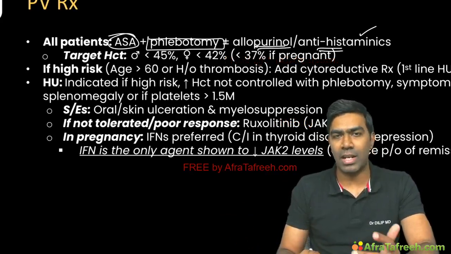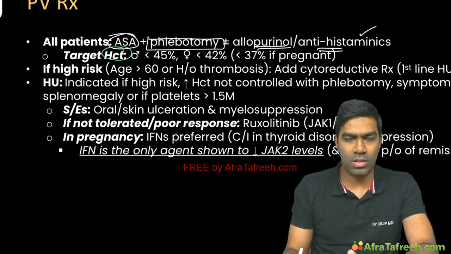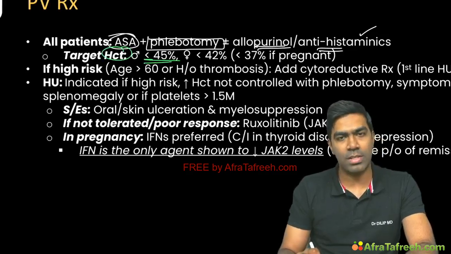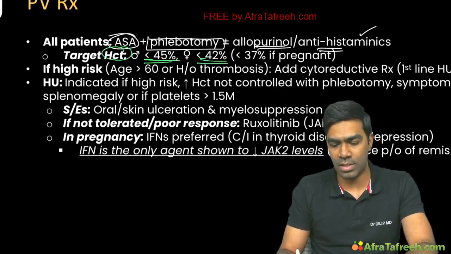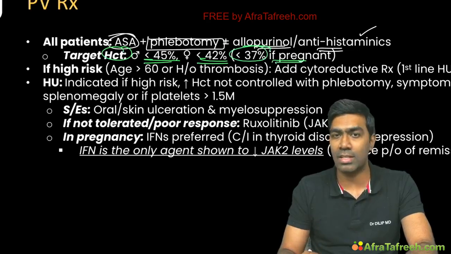And what is the target for phlebotomy? We have to look at the hematocrit. For males, the target hematocrit is less than 45%. For females, the target hematocrit is less than 42%. In case you are dealing with a pregnant female, the target hematocrit will be less than 37%.